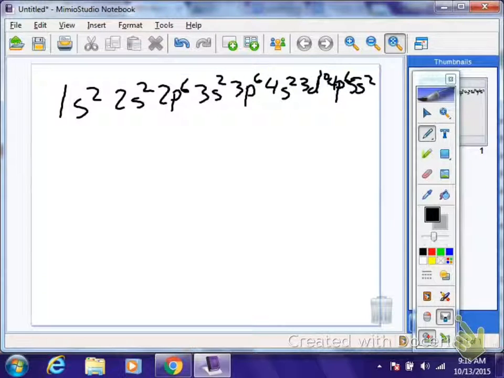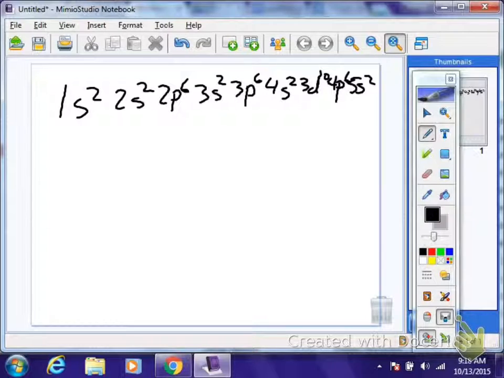Adam? Strontium stops at 5s2. Yep, it starts on the 5th row, and it's the 2nd element in the S's. So rubidium would be 5s1, and strontium has 1 more electron, so it would be 5s2. If we add the numbers up, we come up with the number for strontium, and it's 38. So if we add all those up, we get 38.